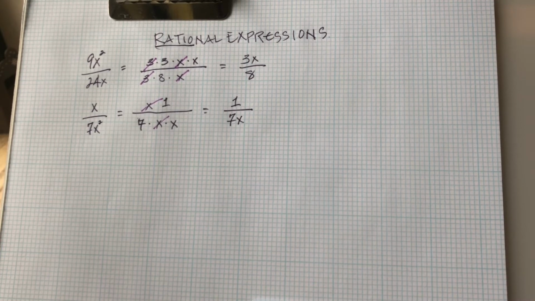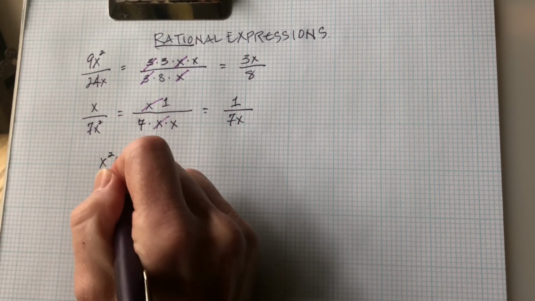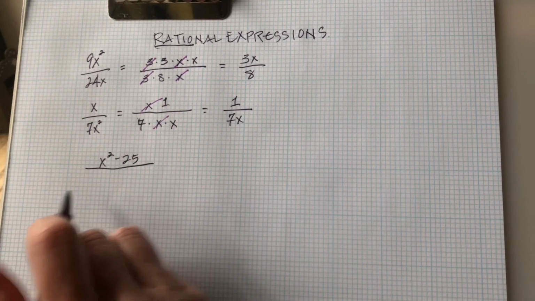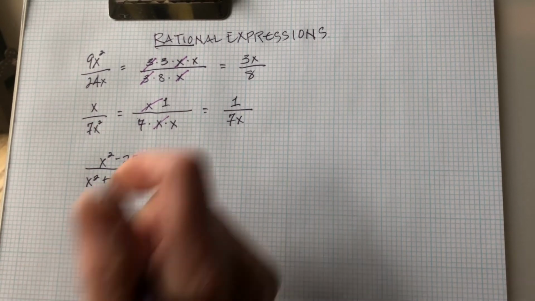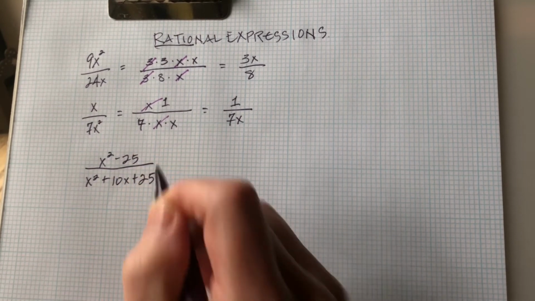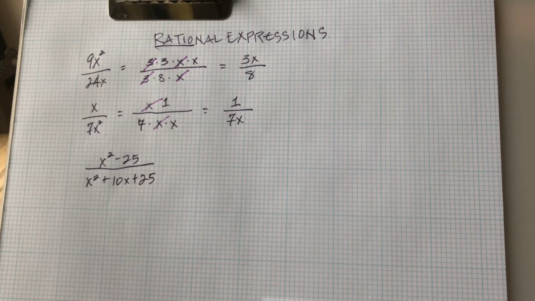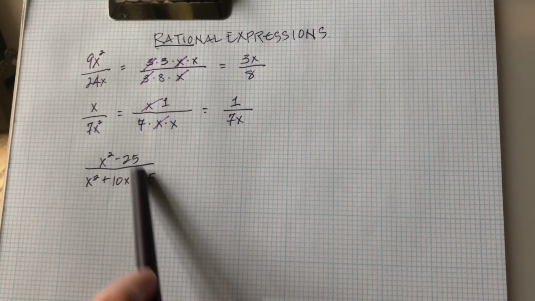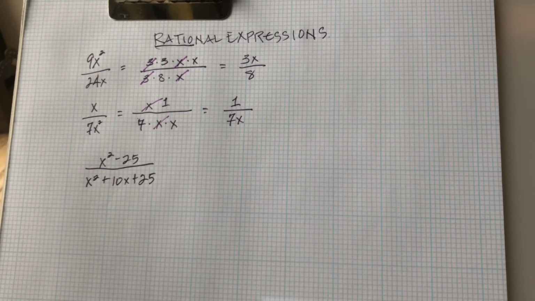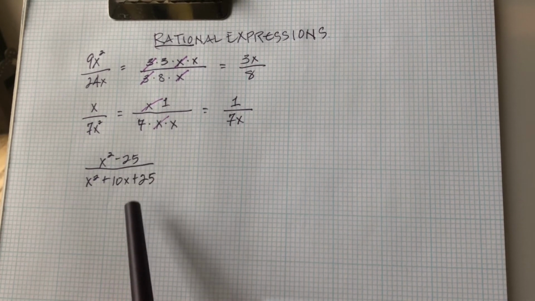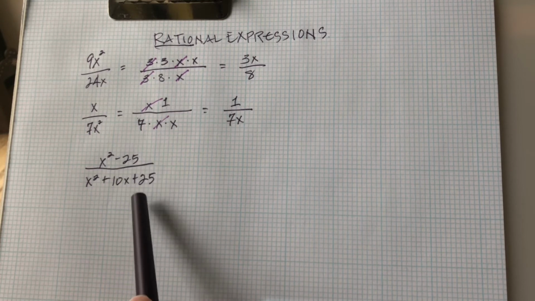Now let's say we have something a little more involved, like x squared minus 25 over x squared plus 10x plus 25. So another common mistake or error I see people wanting to make is they'll want to try to cancel out something like these 25s or the x squareds, and you cannot do that. We cannot cancel something when there's a plus or minus sign there because it's not a factor.